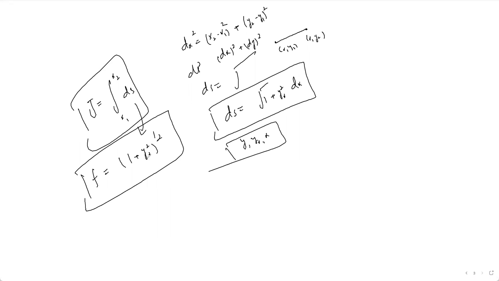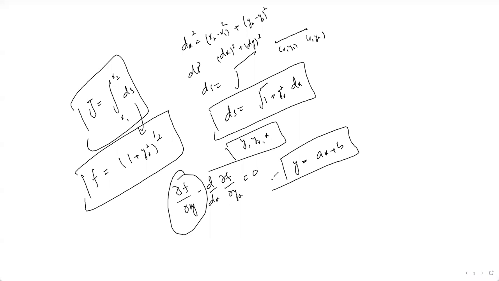So applying the Euler equation, that is, partial f by partial y minus d by dx of partial f by partial y x equals zero. Once you substitute the function f, this will simply be equal to zero. Then we just integrate and we can obtain the equation of a straight line, y equals ax, which is an equation of a straight line. So we see that the Euler equation predicts that the shortest distance between two points is always along a straight line.